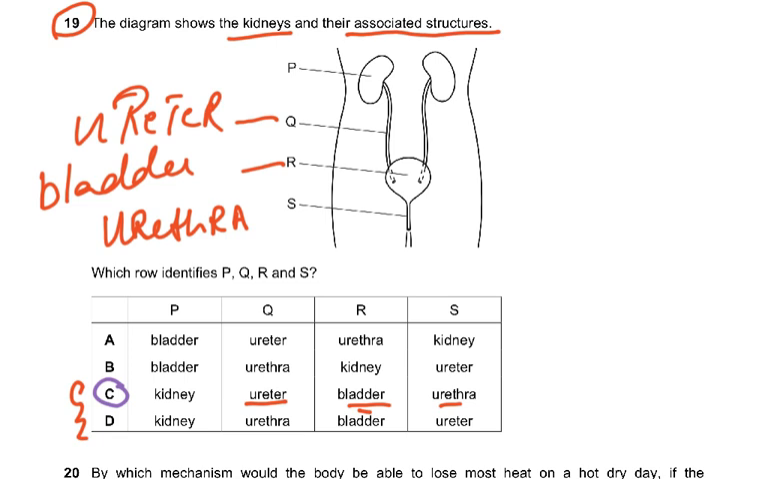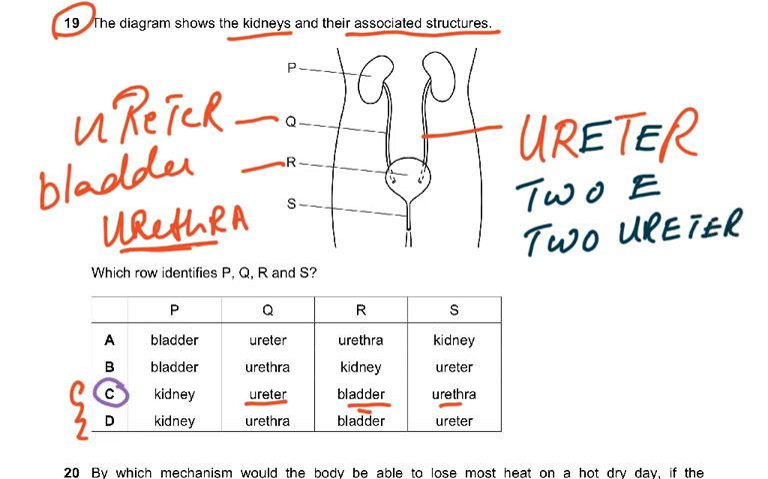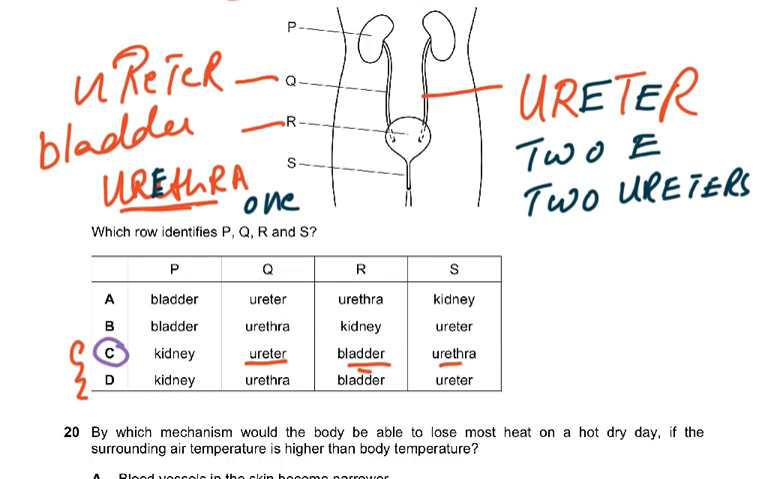You confuse this urethra and ureter. But as I often tell you, remember it like this. There are two E's in ureter and there are two ureters, while in urethra we have only one E and there is only one urethra. So just a way to remember it. You see, it's all rote learning, nothing very difficult.